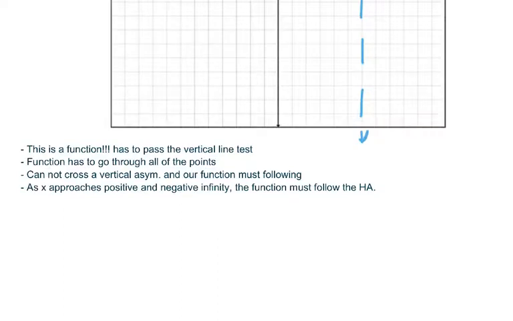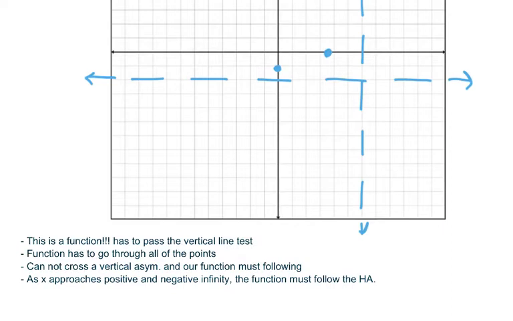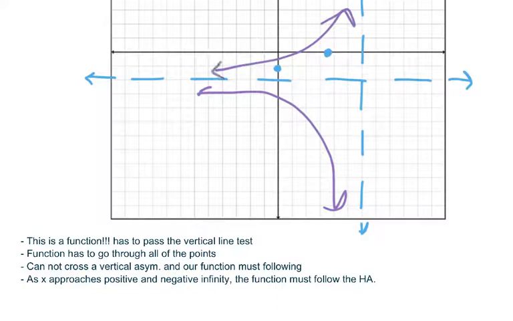So the first one is, it's a function. It has to pass the vertical line test. So in no way can we have a function that looks like that, because that's not a function. I can't call that a function because it doesn't pass the vertical line test. It's just not a function. So that's the first thing that helps us.